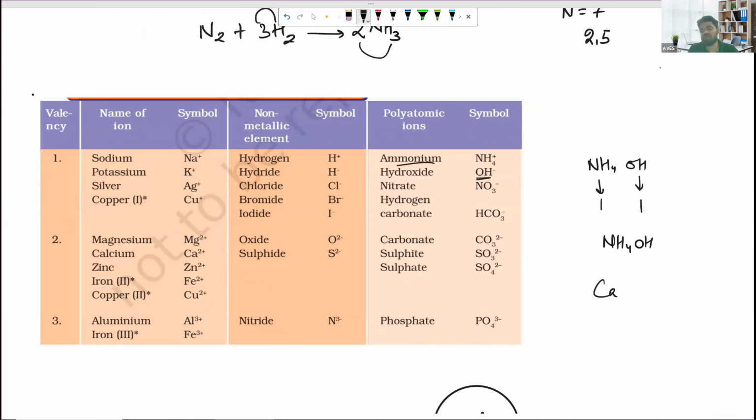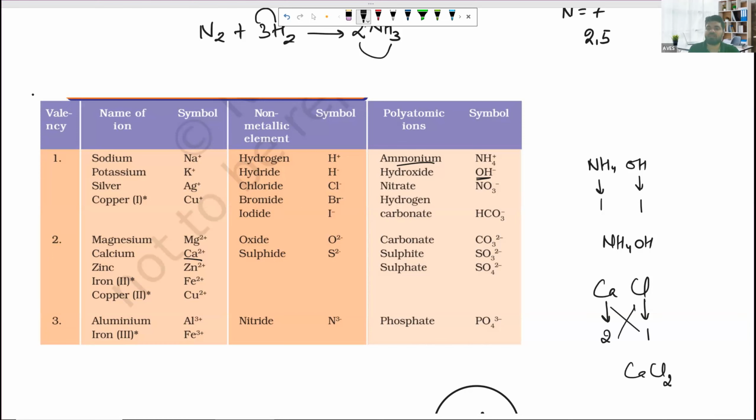Similarly, calcium chloride. Calcium has valency 2. You can check it. And chloride has valency -1. Don't write the minus or plus sign, only 1. So then you cross multiply, and you will get CaCl2. This is the formula for calcium chloride.